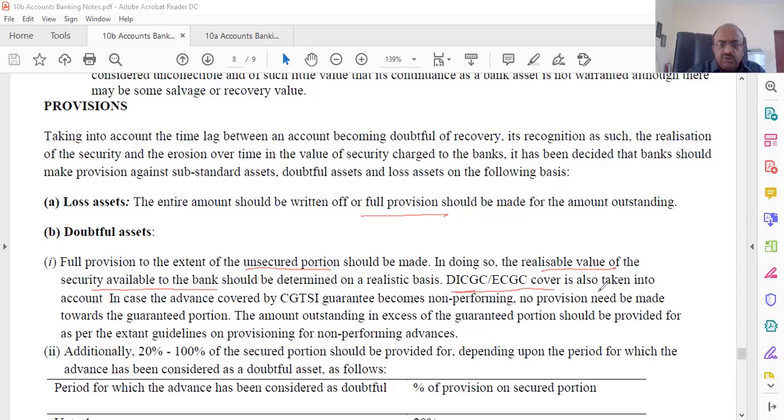DICGC, ECGC cover is also taken into account. In case an advance covered by CGTMSE guarantee becomes non-performing, no provision needs to be made towards the guaranteed portion. The amount outstanding in excess of the guaranteed portion should be provided for as per extant guidelines. Additionally, 20 to 100% of the secured portion should be provided for depending on the period for which the advance has been considered doubtful.